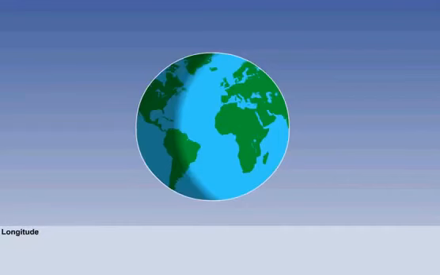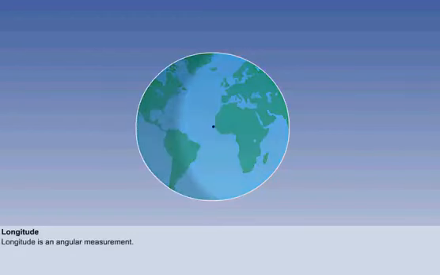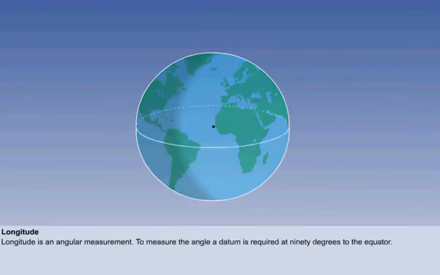Longitude is the other coordinate that, with latitude, defines a specific position on the surface of the Earth. Like latitude, longitude is an angular measurement, measured at the centre of the Earth. However, unlike latitude, the equator cannot be used as the datum to measure the angle. What is needed is another datum that is at 90 degrees to the equator.